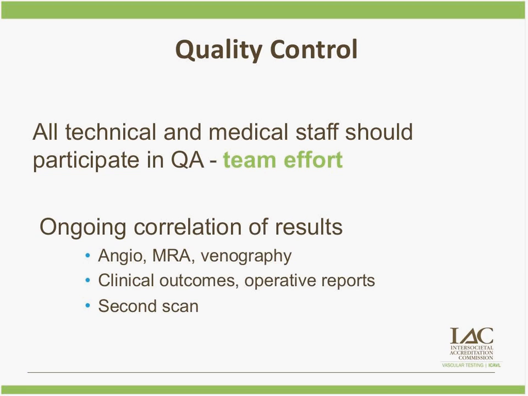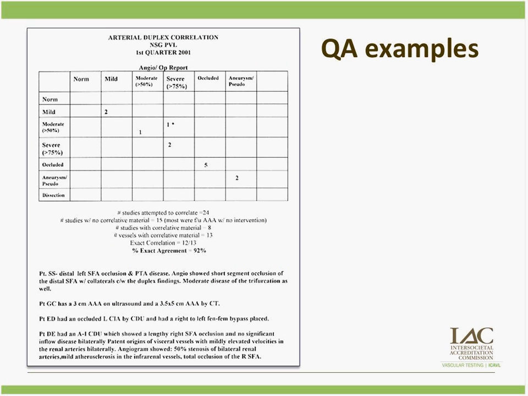Ongoing correlation of results can be done with multiple different gold standards: angiography, MRA, CT, venography. But you also can use clinical outcomes. Sometimes you can use operative reports or even a second scan, as long as that's done within a defined period of time based on what exam we're talking about. So here's a couple of QA examples. There's a lot on the IAC website as well.